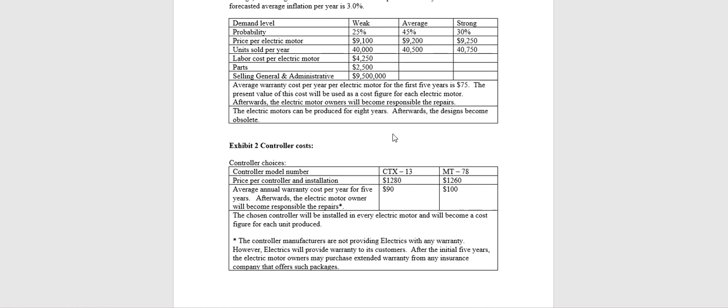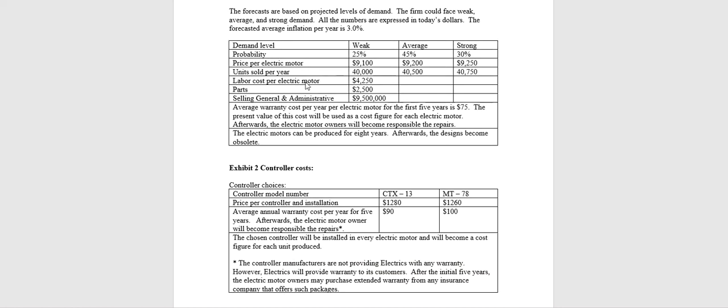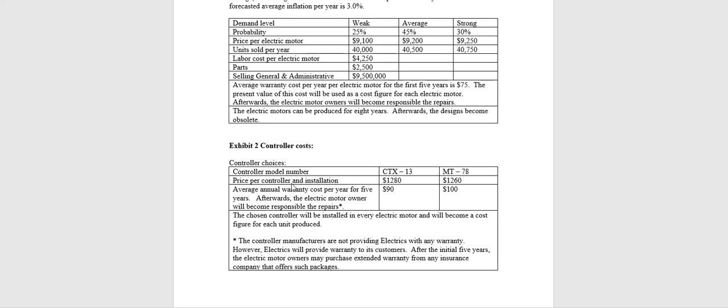Here are the sales forecasts and the costs. These are also the costs: labor, parts, and SG&A. They're the same cost for each product, and then each product has another variable cost, which is the controller and installation. As you can see, they're a little bit different. Also, there is a warranty cost for the electric motor and a warranty cost for the controller. Those are also variable costs that you need to calculate.